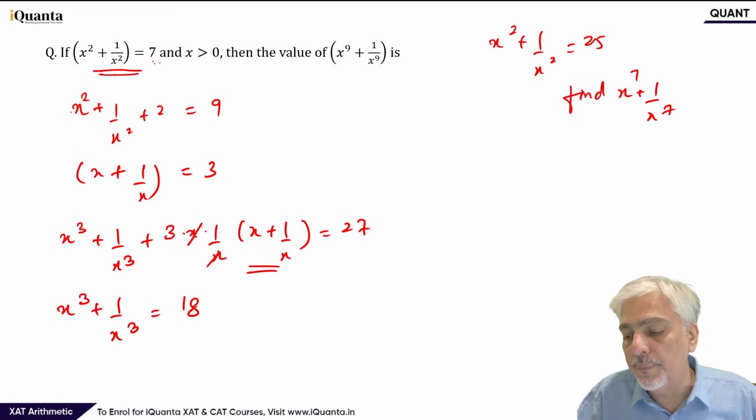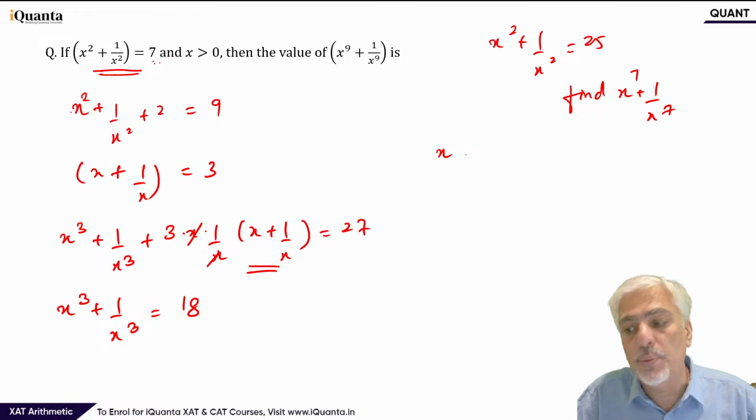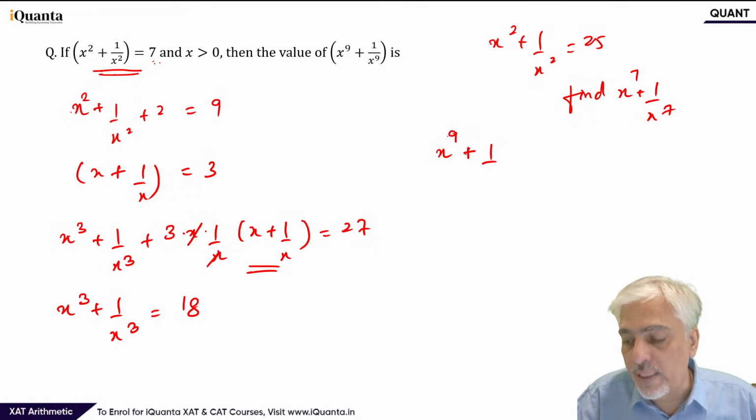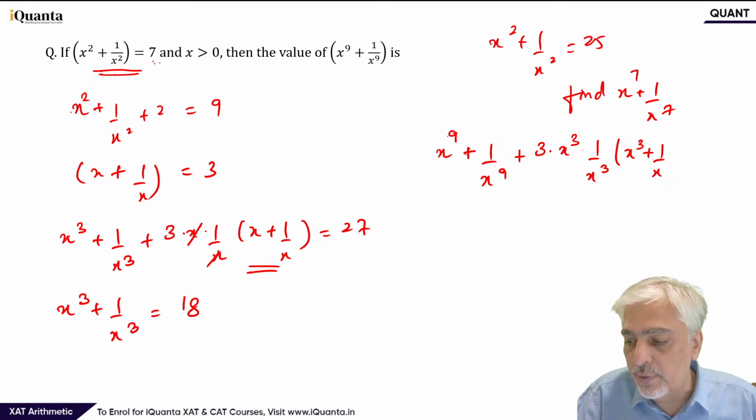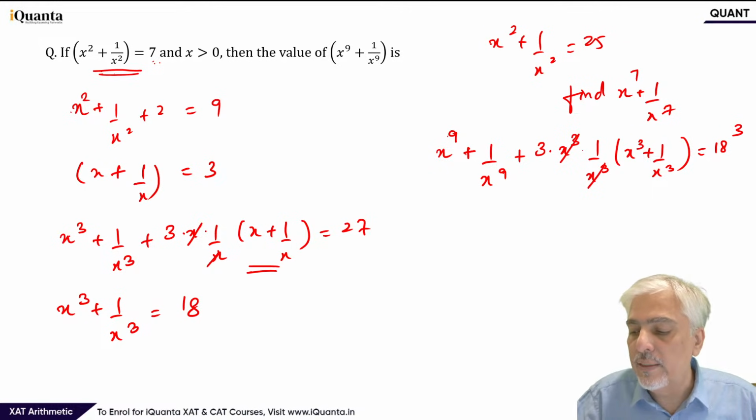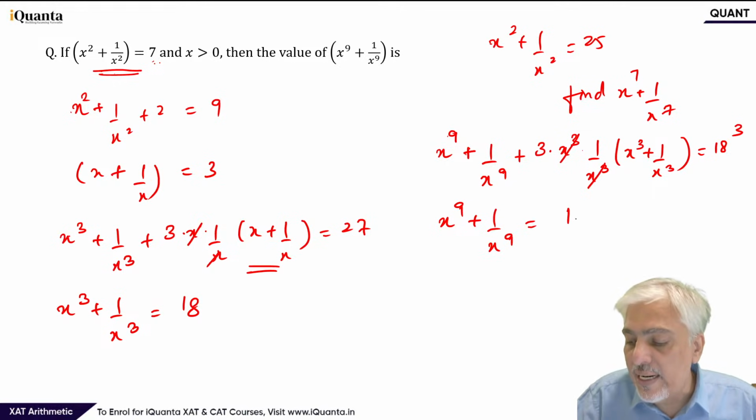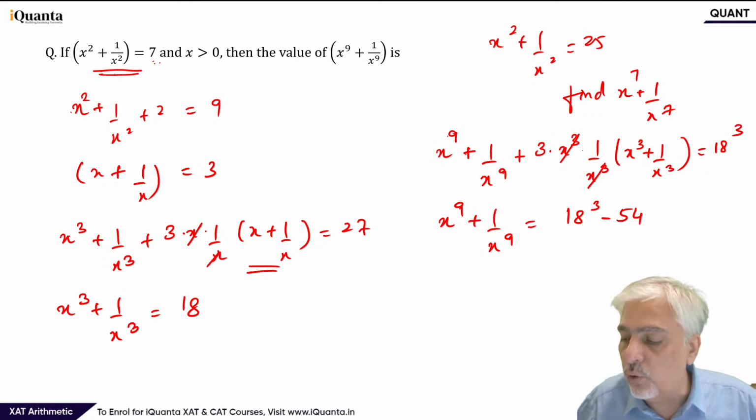Again take the cube. Some got a different answer. Check your answer. If you take the cube again, don't take the square, directly take the cube. So I get x raised to 9 plus 1 upon x raised to 9 plus 3 times x cube into 1 upon x cube into (x cube plus 1 upon x cube), which is 18 cube. So this will cut out over here. This will be 54. So what answer do you want? x raised to 9 plus 1 upon x raised to 9 is 18 cube minus 54.